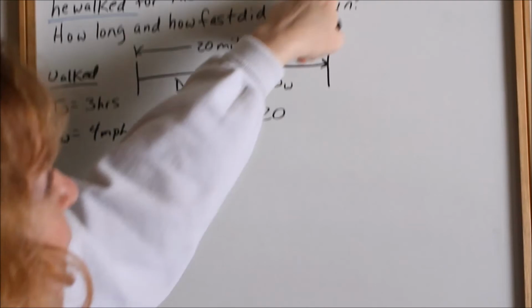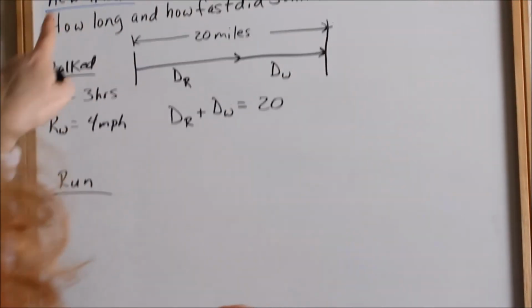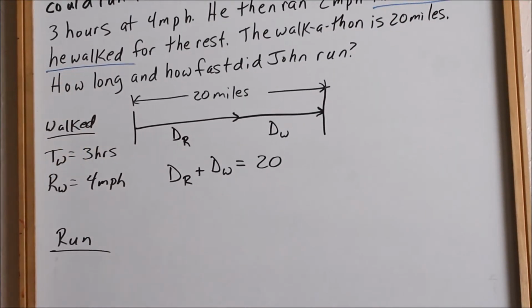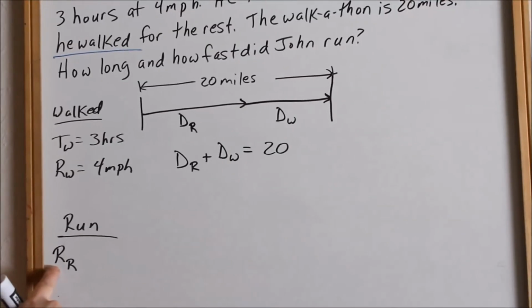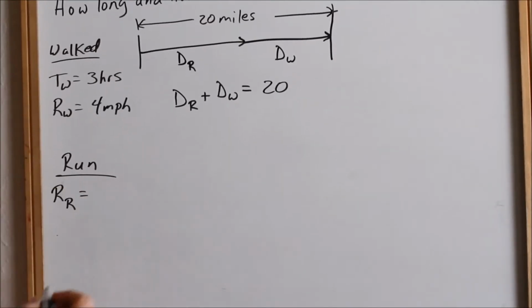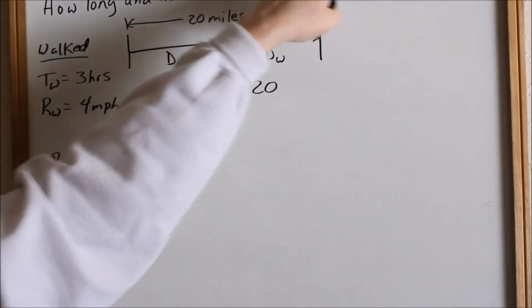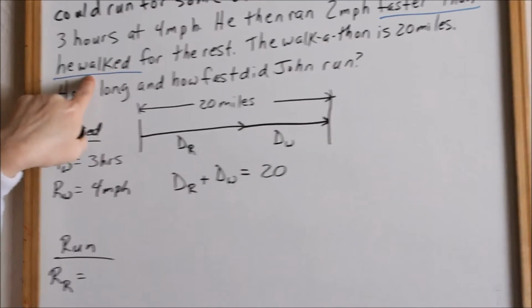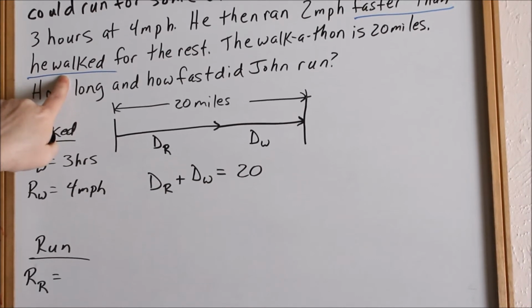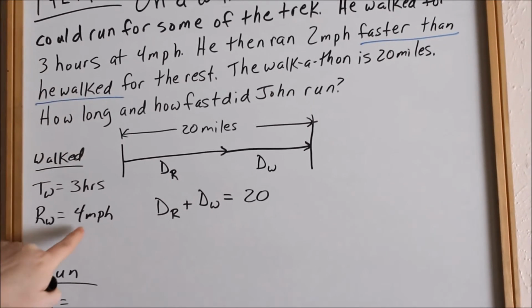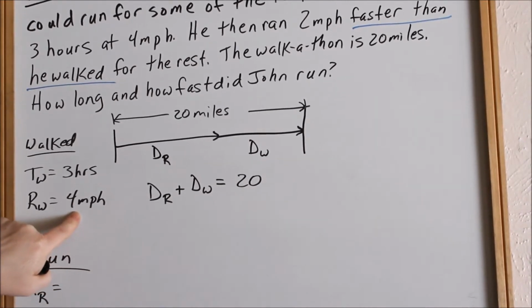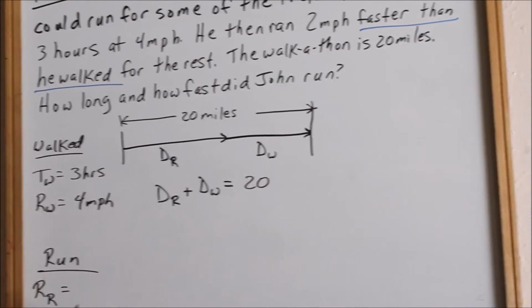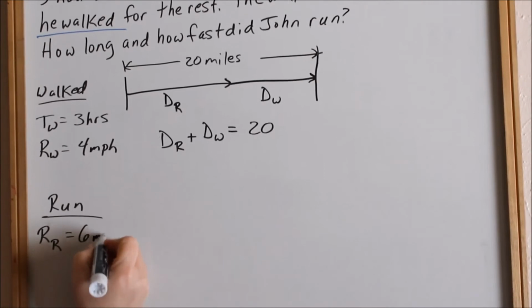Then it says he ran 2 miles an hour faster than he walked. So the rate that he ran was 2 miles an hour faster. I underlined that in blue because those are key words. It was 2 miles an hour faster than what he walked. Well, he walked 4 miles an hour, so when he ran, he was going 2 miles an hour faster, which means he was running at 6 miles an hour.